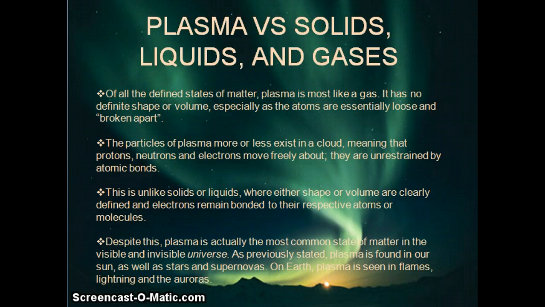This is unlike solids or liquids, where either shape or volume are clearly defined and electrons remain bonded to their respective atoms or molecules. Now, despite this, plasma is actually the most common state of matter in the visible and invisible universe. As previously stated, plasma is found in our Sun, as well as stars and the supernovas. On Earth, plasma can also be seen in flames, lightning, and the auroras. Now, this is unsurprising because oftentimes the production of intense energy also leads to the production of intense heat.